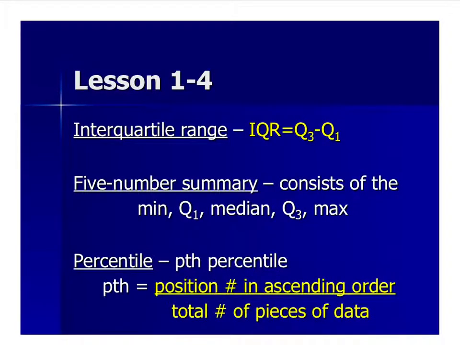Interquartile range, IQR, is defined as the third quartile minus the first quartile, Q3 minus Q1. We also have the 5-number summary, which consists of those 5 things: minimum, Q1, median, Q3, and the maximum. And then percentile. I'll let you write that down and then I'll talk about it.